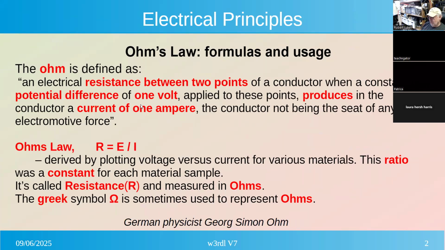We'll talk more about Ohm's law. So we define the ohm, or unit of resistance. The technical definition: it's the resistance between 2 points of a conductor when a constant potential difference of 1 volt is applied to those points, produces in the conductor a current of 1 ampere, the conductor not being the seat of any electromotive force. That means no outside electric field. So that's the technical definition.